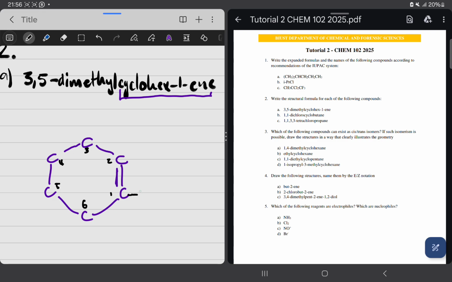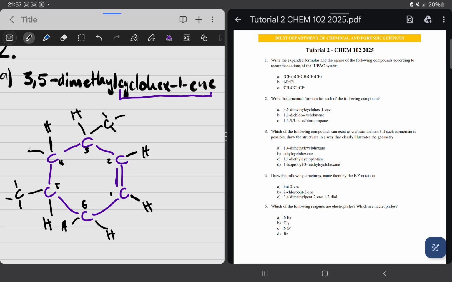Now, on carbon number 3, we have a methyl because it's 3,5-dimethyl. So carbon number 3, we have a methyl, and carbon number 5 as well. But carbon number 5, one of them will be the methyl. So we have it like this, and this is the methyl, okay? And here will be a hydrogen. Here we have only one, and it's a hydrogen. Here we have only one, and it's a hydrogen. Here we have a methyl and a hydrogen, of course. And then here we have hydrogens only.